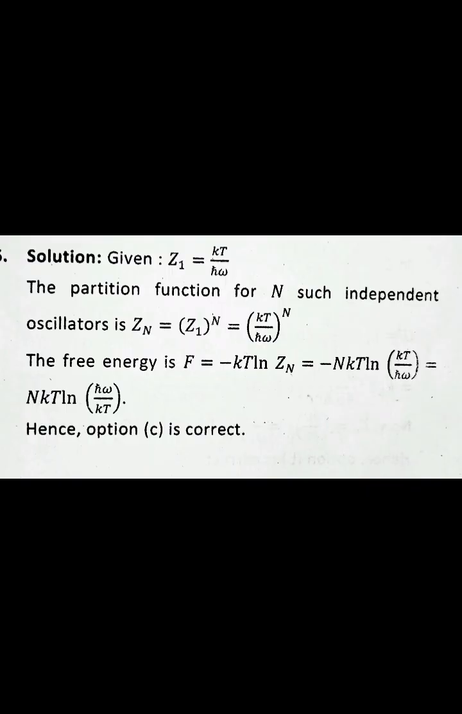So here the free energy F is equal to minus kBT ln Zn. This is equal to minus n kBT ln of kBT by ħω. So this is equal to n kBT ln of ħω by kBT. So the answer is option C.